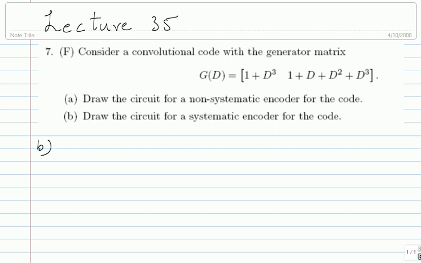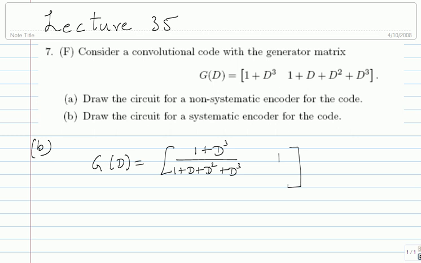So I'll just do part B real quick. Write down G of D as... you can do it in many ways, but I like this better. If you want, you can write it in this way. Then do an implementation. You know how to do this, the form in which I did that. You put a plus before the first one, and then you get W of D, and then you do this. It's very easy to draw.